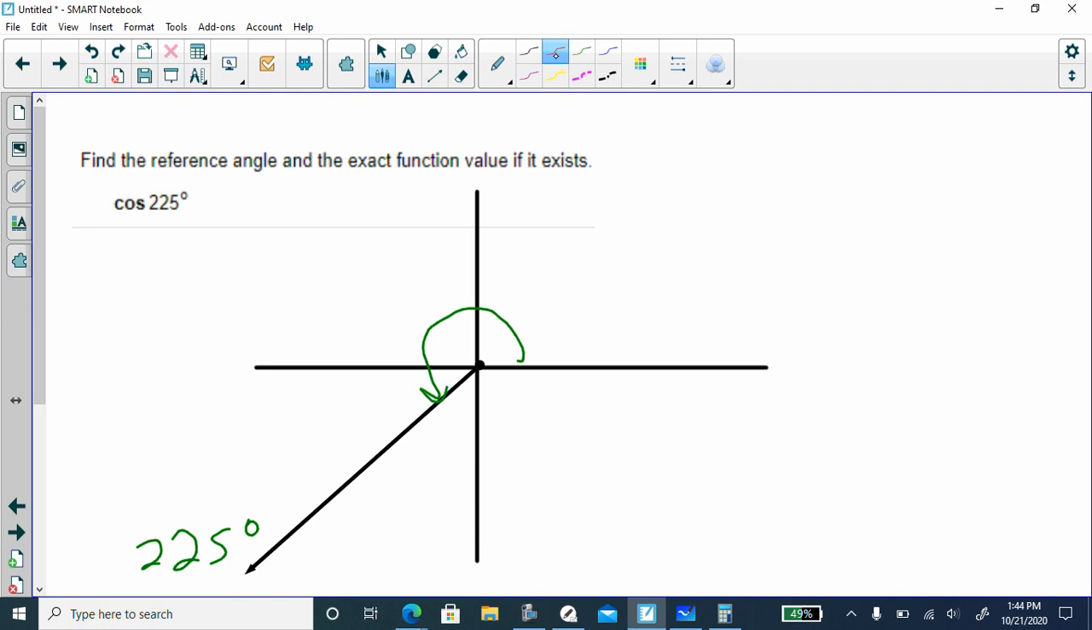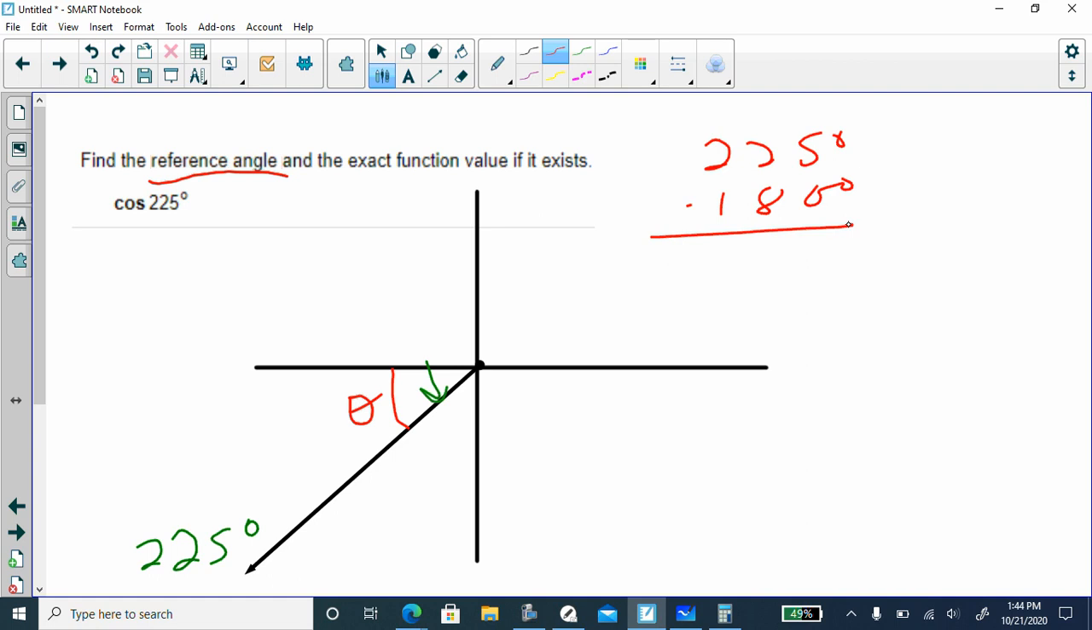Now, it asks us for the reference angle. The reference angle is always measured from the horizontal. So this angle would be our reference angle. So notice, if we take away this part, we would be taking away 180. So if we have 225 and we take away 180, then we'd be left with theta, which would be 45 degrees. So that's our reference angle, 45 degrees.